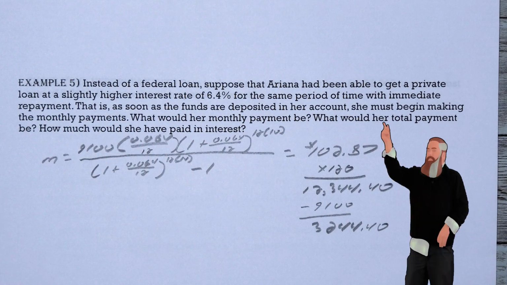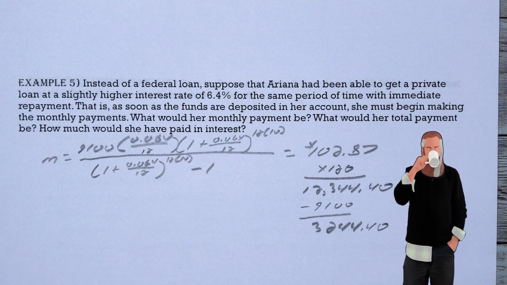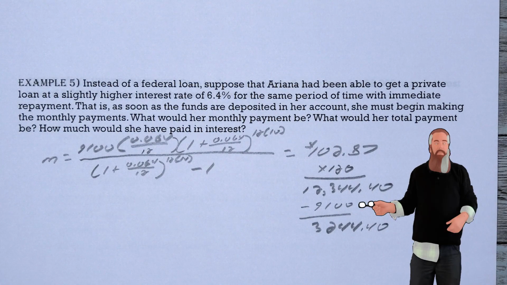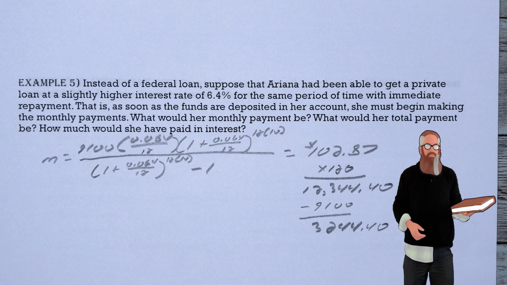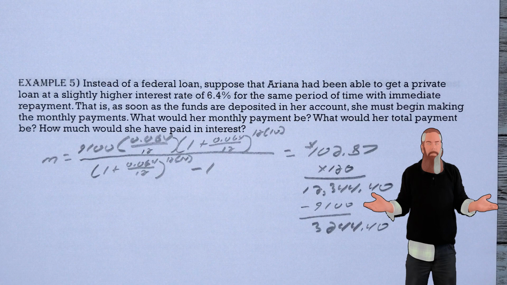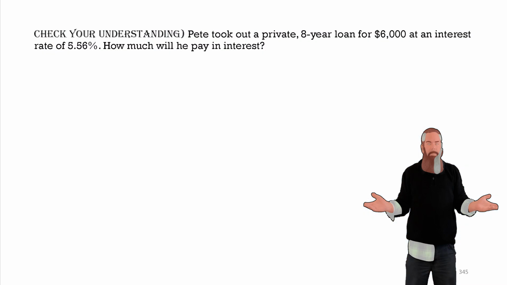If we subtract the original loan amount, we can see $3,244.40. So Ariana will pay $3,244.40 in interest over the 10-year period for borrowing $9,100 and beginning to make payments when the principal is deposited into her account. Let's check your understanding of that.